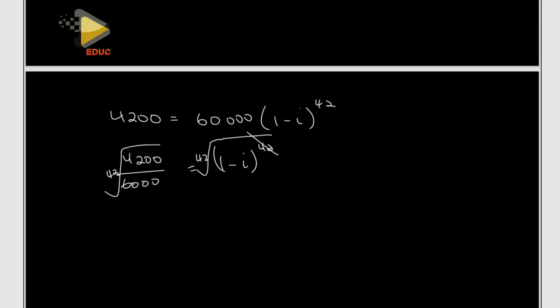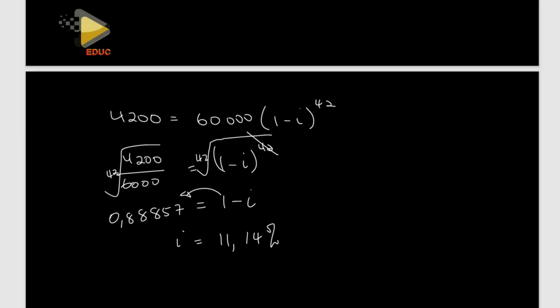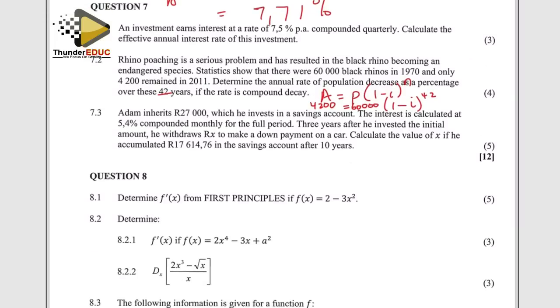So that cancels that. 1 minus i is giving me 0.88857. I'll move the 1, subtract, I'll get a negative, then divide both sides by -1, then multiply by 100. I'm getting 11.14%. Okay, so that is how 7.2 was going to be done.